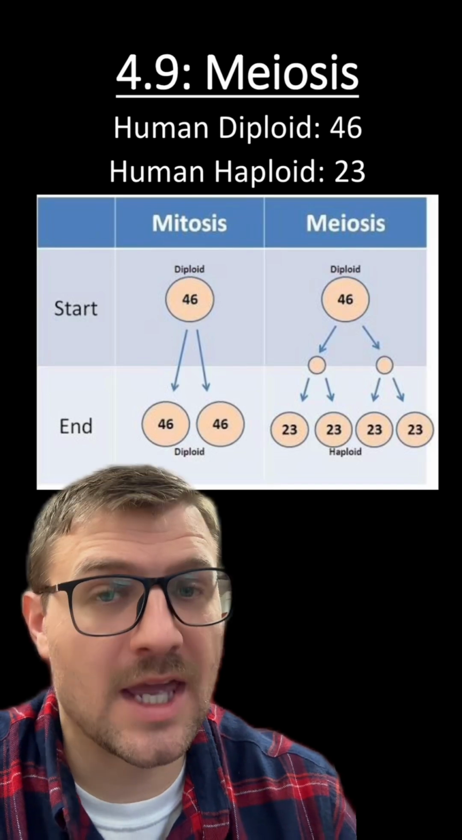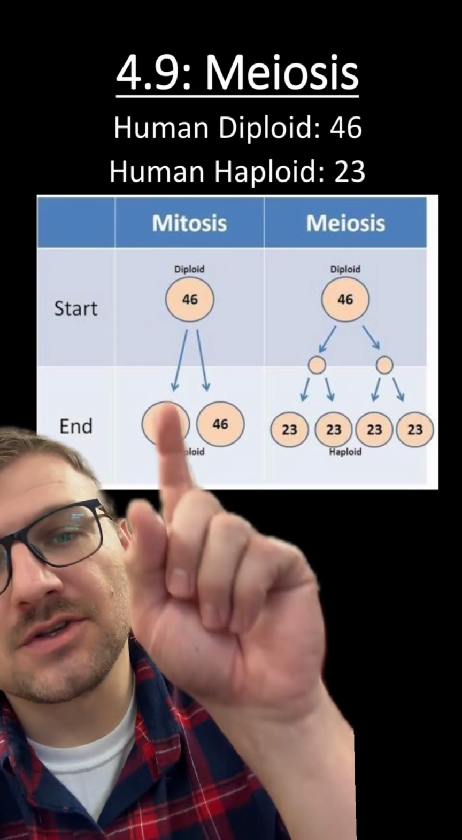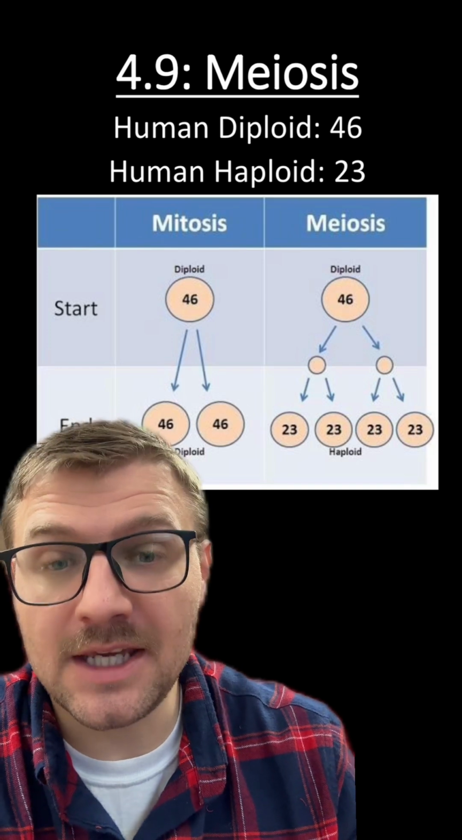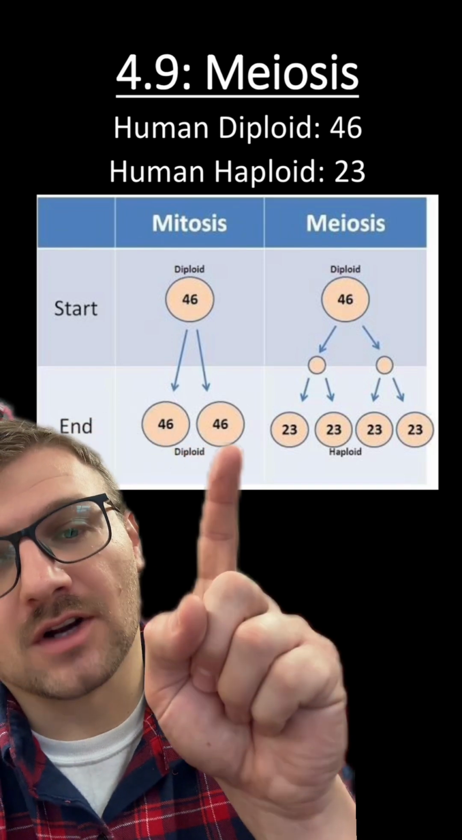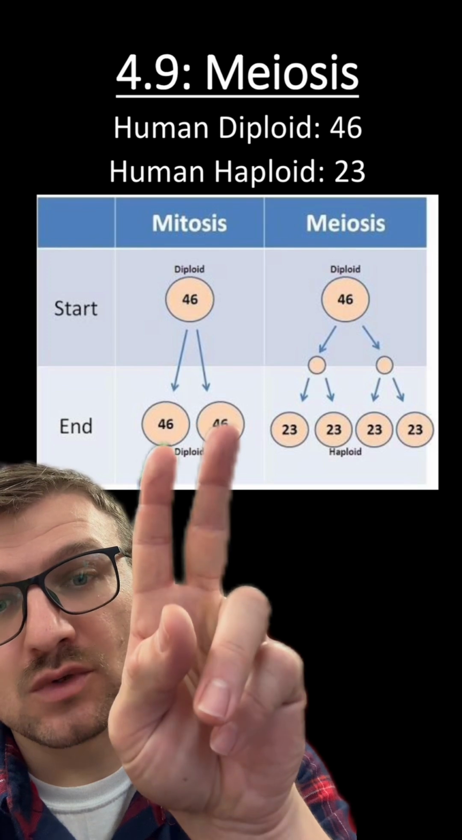For humans, we have a diploid number of 46 and a haploid number of 23. During mitosis, you can see our body cells have 46 chromosomes, and that cell is going to split, but each new cell will also have 46 chromosomes. So again, through mitosis, a diploid cell divides and makes two diploid cells.